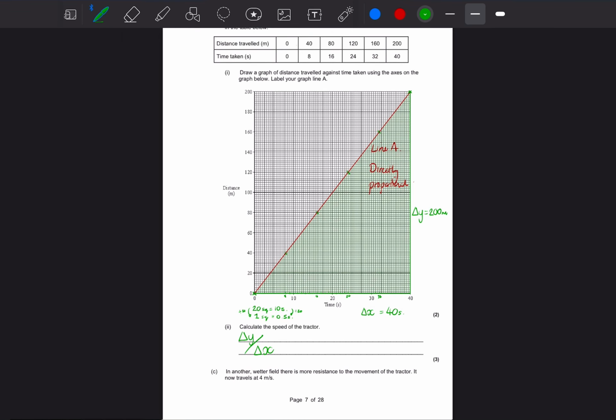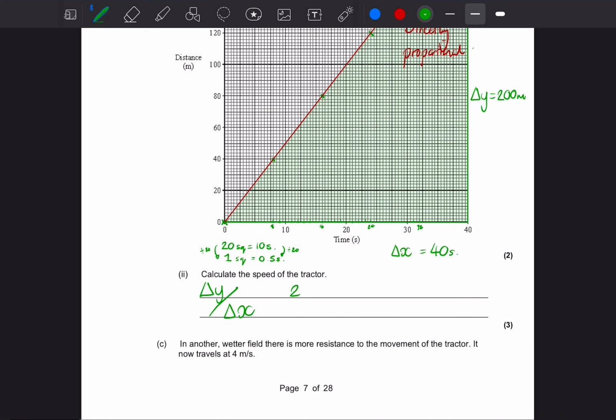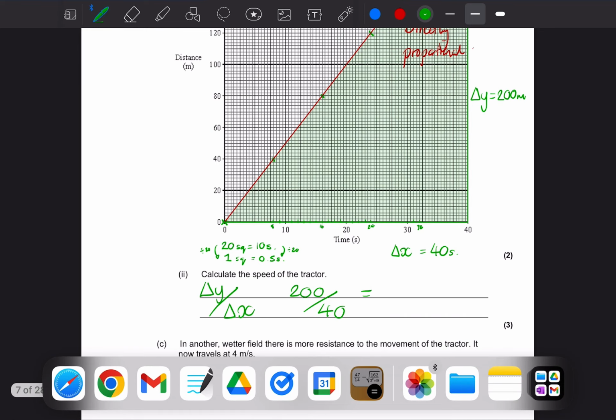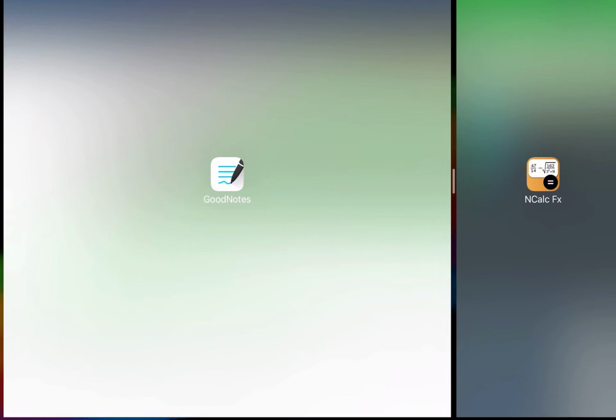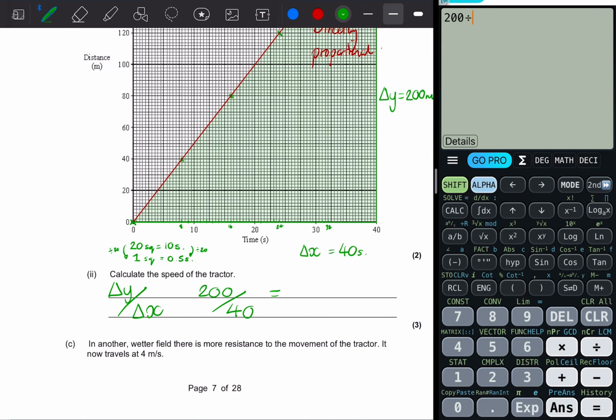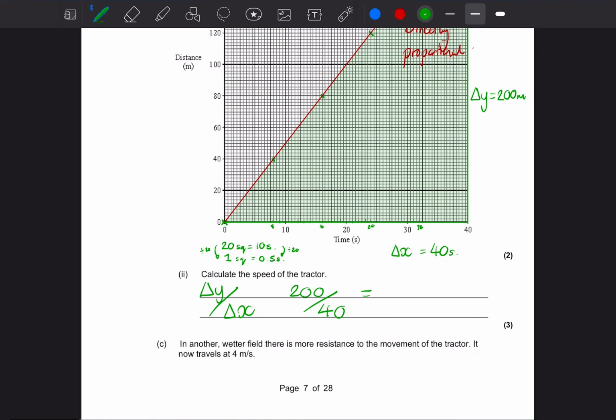So we want to do change in y, so it's 200 divided by our change in x. 200 divided by 40, which is going to give us 5. So it equals 5. Now, Class 8, to get that third mark, it wants you to give the speed, and it hasn't given us any units here, so it's 5 meters per second, because we divided the meters by the seconds.